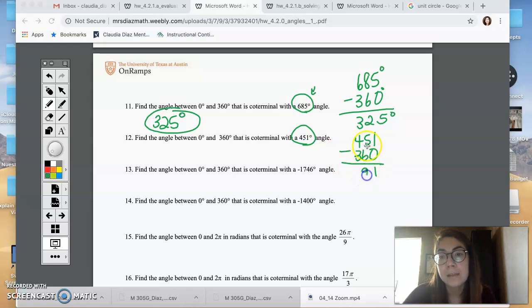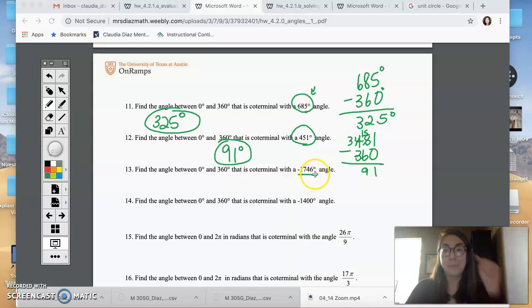Here's another angle that's larger than 360, so we're just going to subtract a 360. That's going to turn into 15 minus 6, which is 9, and that's going to be 91 degrees. Okay, these ones, if you remember, we did this one in class. That's a very large number, negative 1,746.